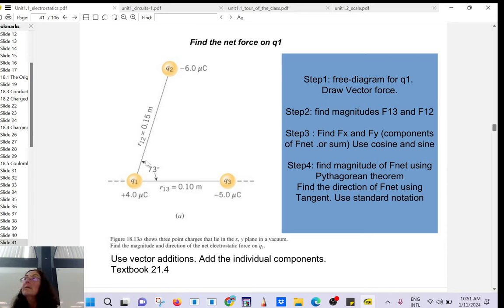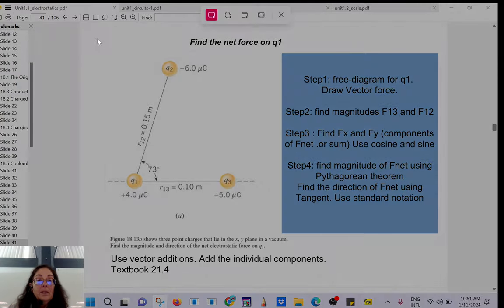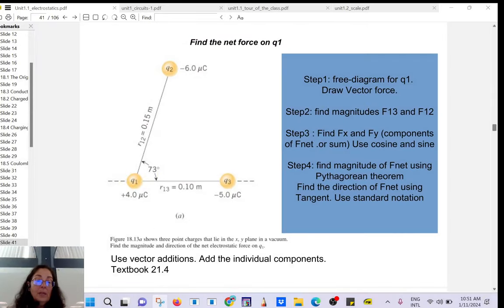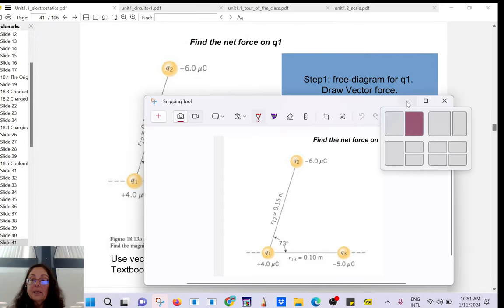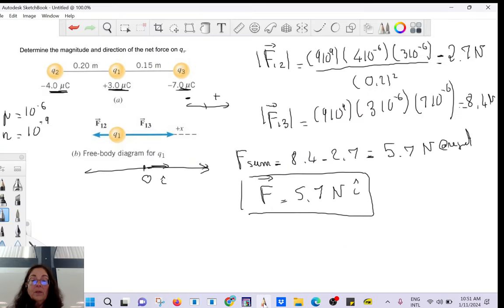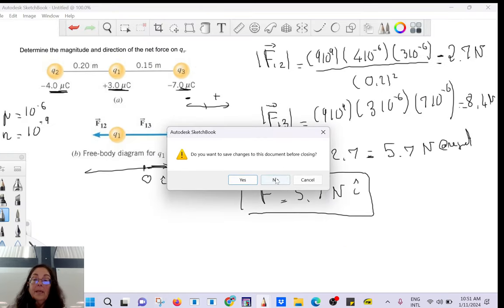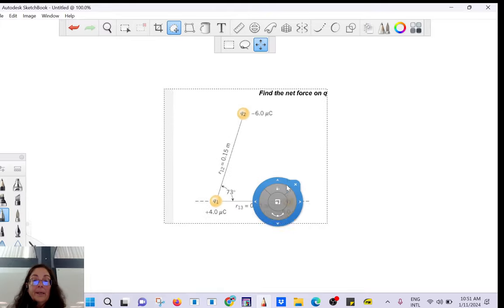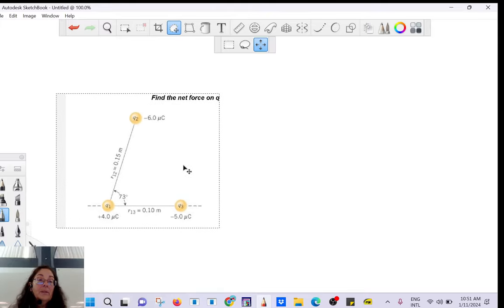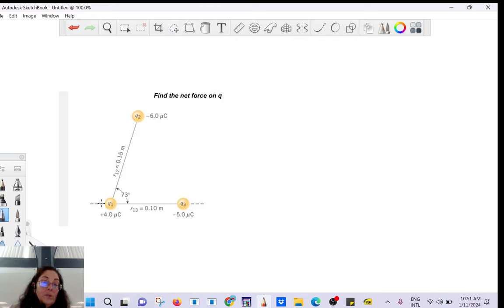And then you forget that it's electricity. You just do adding vectors. So it's just adding vectors. But the first thing is to identify which one I'm interested in. Help each other, talk to each other. Very important. So it's here, Q1. We want Q1. And for those problems, it's good if you have color pencil, especially if you are in engineering. Color pencil is very nice.